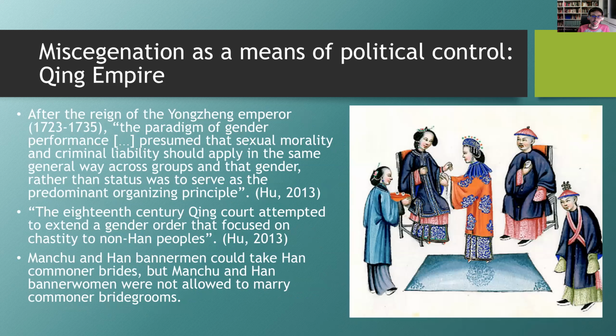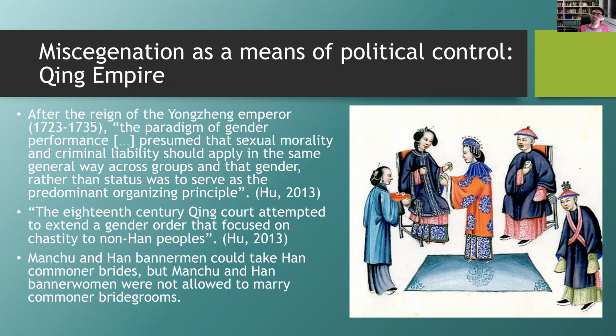And gender starts to become the paradigm through which sexual morality is applied. And the intention of the Qing emperors is to try to apply the law in the same way across ethnic groups in China. So the Manchu and the Mongols and the Han are going to be now treated in the same way where it relates to intermarriage and sexual conduct.